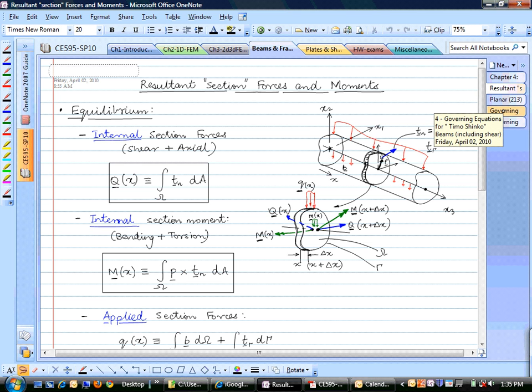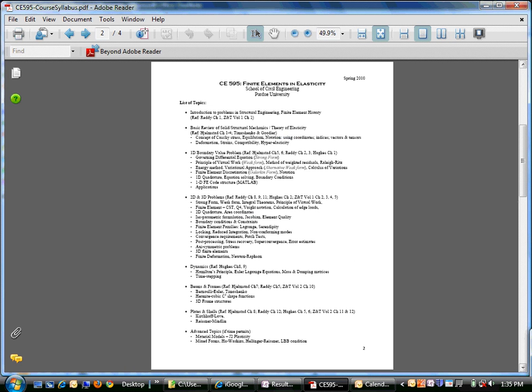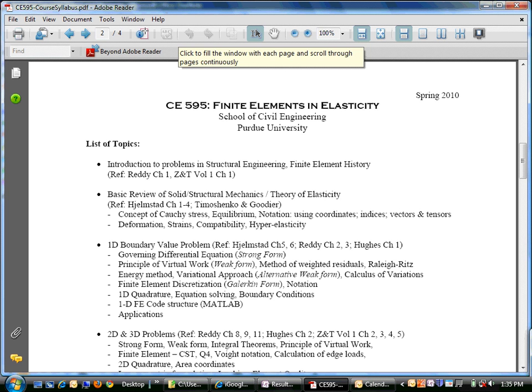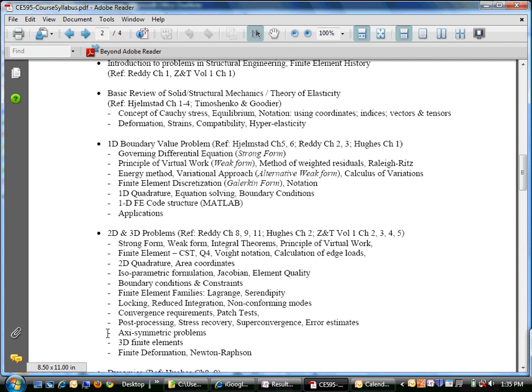I also thought that maybe it's time to take a look at where we are in the semester. This was the syllabus that we were planning to cover. Let's take a look at some of these. We did all this basic review, one-dimensional problems, two-dimensional, three-dimensional problems. We left out the finite deformation and the Newton-Raphson nonlinear problems.